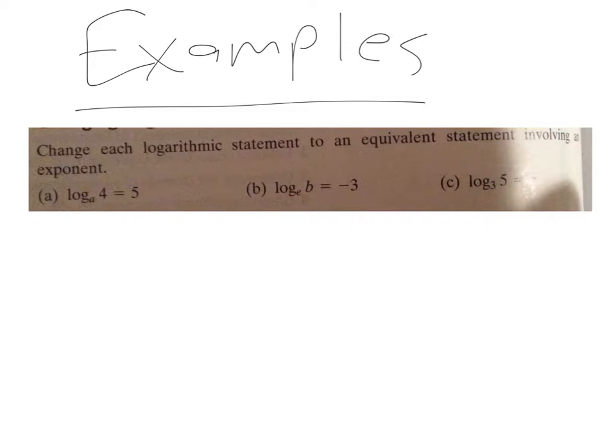Here are a couple more examples. Change each logarithmic statement to an exponential statement. For the first part, log base a of 4 is equal to 5. To change it to an exponent, the base would be the same, so of log base a, the exponential function would also have a base of a. So it would be a, and then whatever it's equal to, that becomes your exponent. And then the input of the logarithm is what the exponent is equal to.